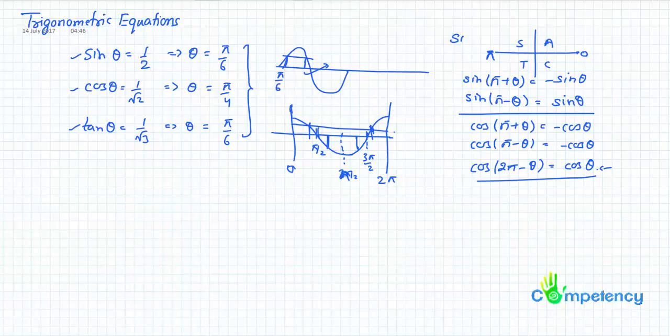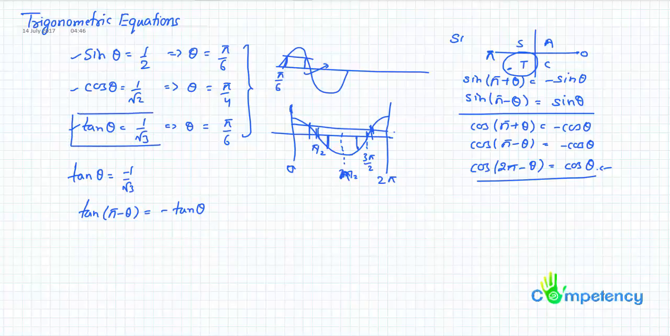So for example, here if I have to find tan theta is equal to minus 1 by root 3. So we know that tan is positive in the third quadrant. Everywhere else it is negative, and in the second and the fourth quadrant it will be negative. So for the second quadrant, I can say that tan of pi minus theta is equal to minus tan theta. And we just now saw that tan theta is equal to 1 by root 3.